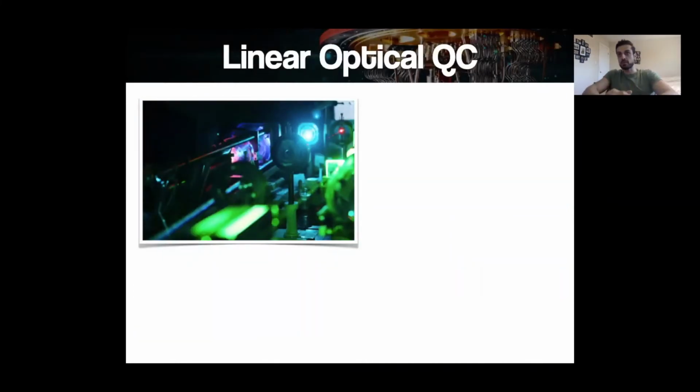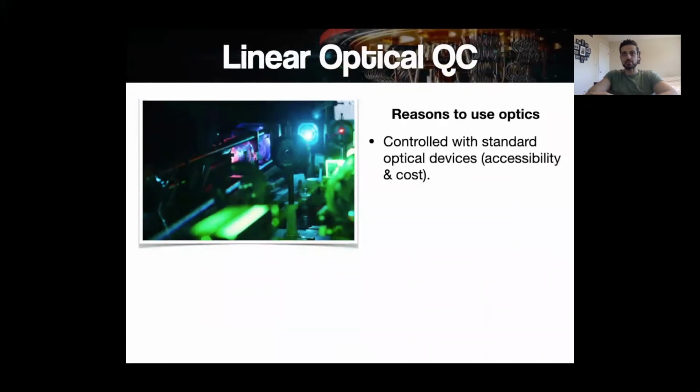Okay, so we're going to move to our second implementation, and that's linear optical quantum computing. But first, let me sell you on optics. So let's say you're an NMR experimentalist, and I'm trying to bring you over to the optical side. Well, one argument I could make is that the tools used in linear optical computing are much more accessible and cost efficient. So things like phase shifters, beam splitters. Single photon sources and single photon detectors might be a little bit more expensive.